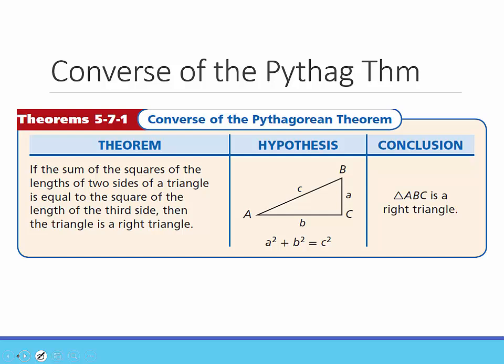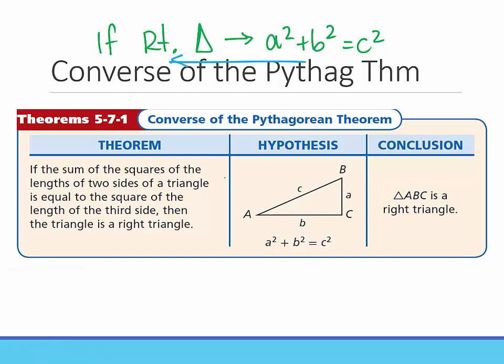So the converse of the Pythagorean theorem is just as important. Remember, the Pythagorean theorem says if you have a right triangle, then a squared plus b squared equals c squared. The converse says that if a squared plus b squared equals c squared, then you have a right triangle. So it goes backwards. Your hypothesis states that this is true. Your conclusion then tells you that you have a right triangle.